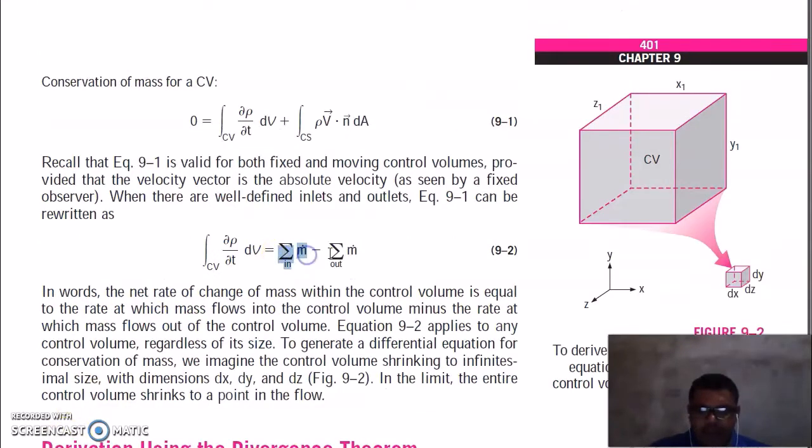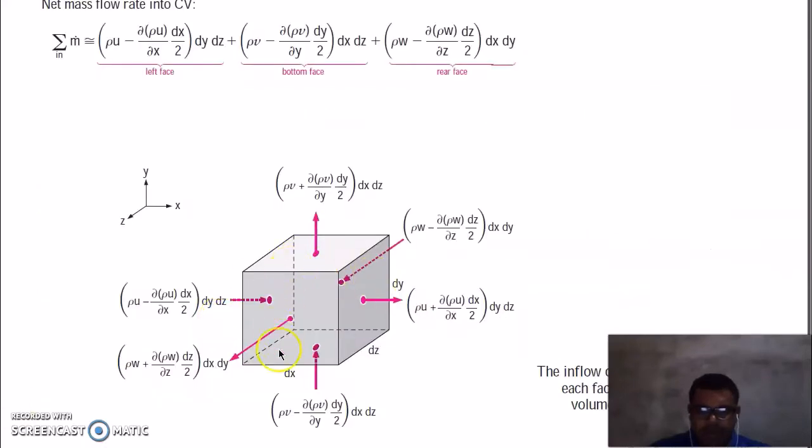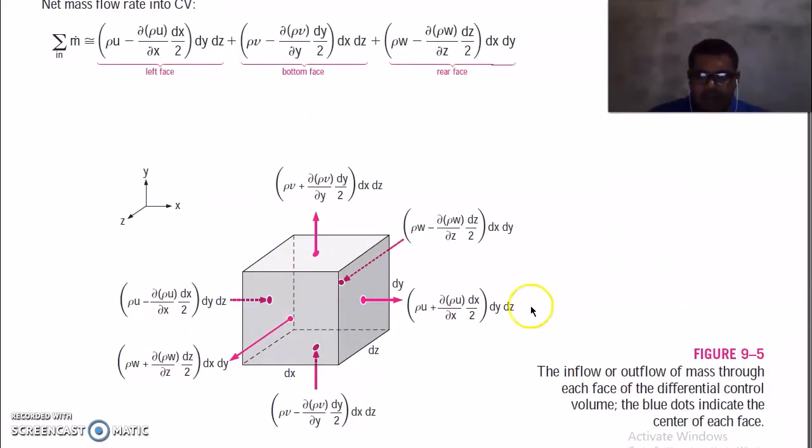Now this mass in and mass out you can find from this element here. This is your element here. So what is mass in? That is from this direction, from the left side, from the bottom and from the back side. And what is mass out?